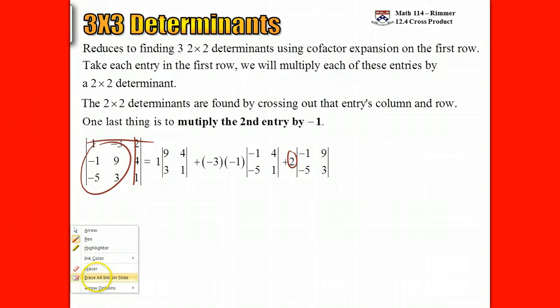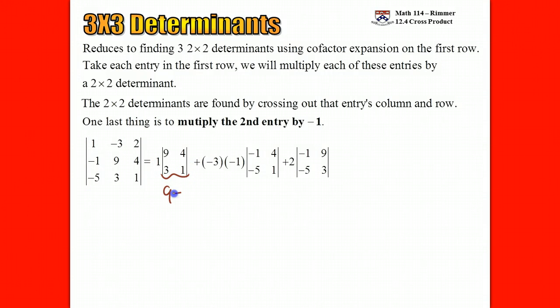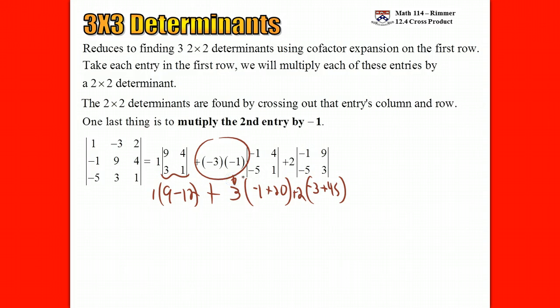And so what do we get here? This is 9, take away 12. This is -1 plus 20. And this is -3 plus 45. That's what those 3 determinants are. Those get multiplied by the first one, a 1, the second one, a 3, and the third one, a 2. And we go and add these up. That's how we got a +3.